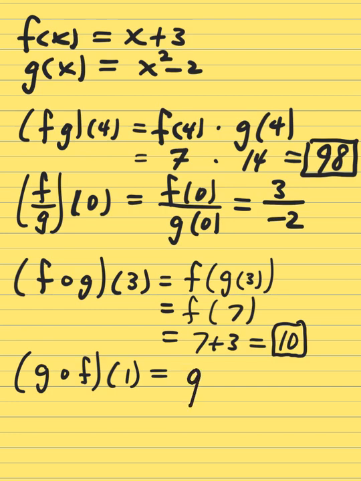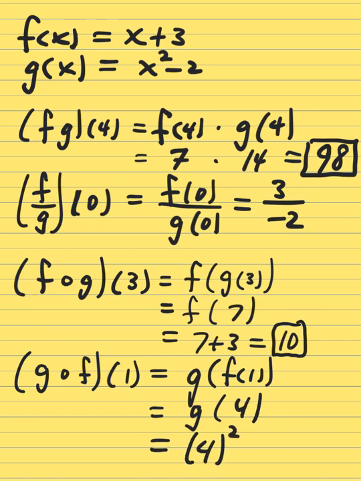The next one, we have g of f of 1. Well, f of 1 is 1 plus 3, that's 4. G of 4 is 4 squared minus 2. 16 minus 2, that's 14. And so that's our second composition evaluated at 1.